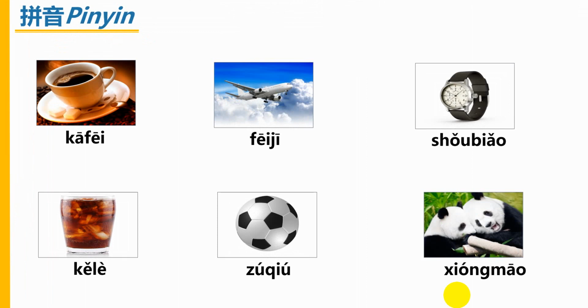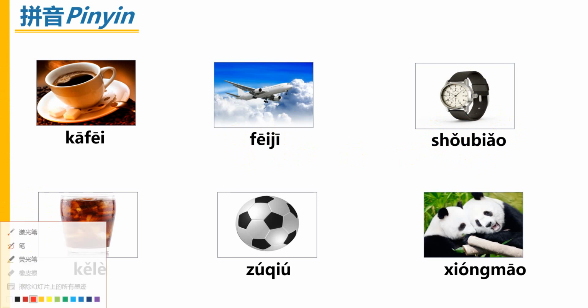Did you remember the words? Now, the first one, coffee. 咖啡. Yes, coffee. And this one, the airplane. 飞机. Yes, 飞机. Okay. Now, this one, the watch. 手表. Yes, 手表. 手表. Yes. Now, did you remember?